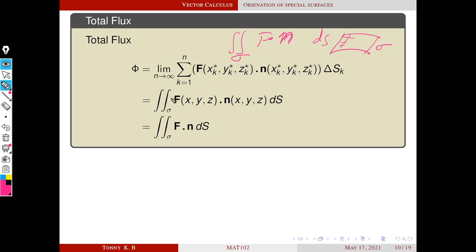That is equal to the double integral over sigma. Simply we can write f dot n by removing x, y, z. We can simply write f dot n ds. Okay, so this is the formula for evaluating total flux.